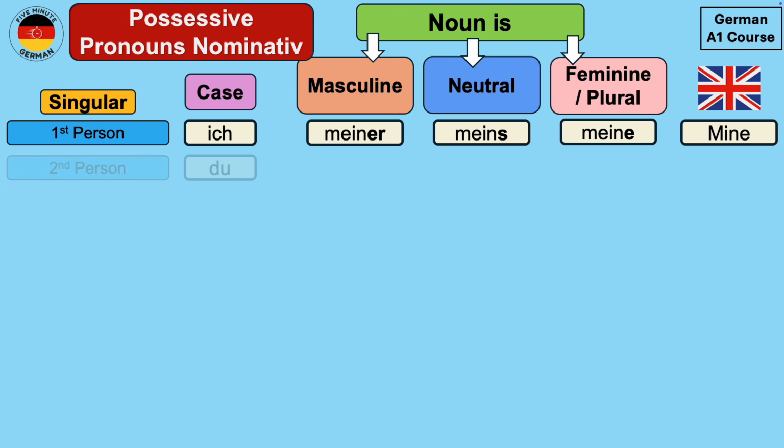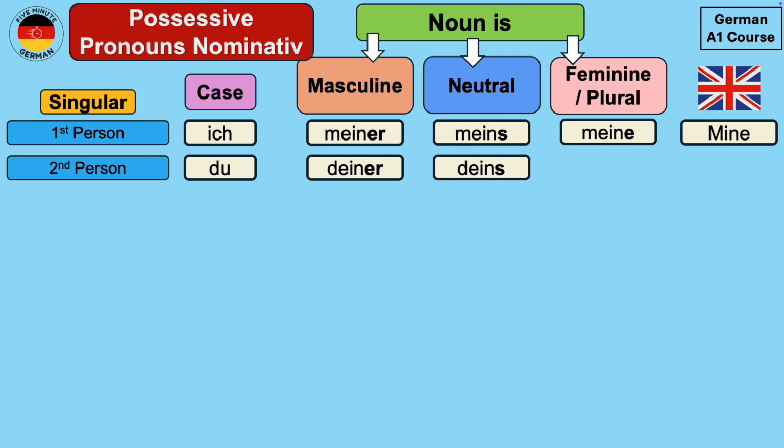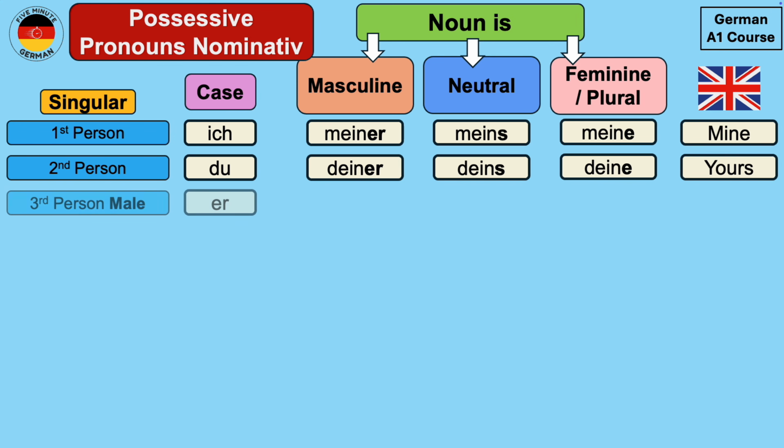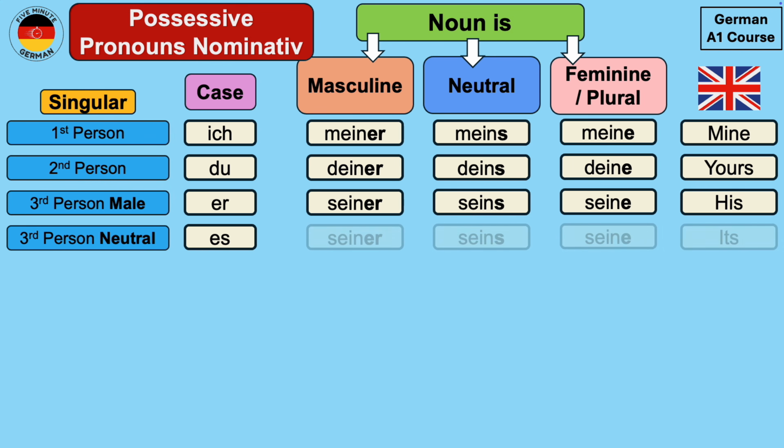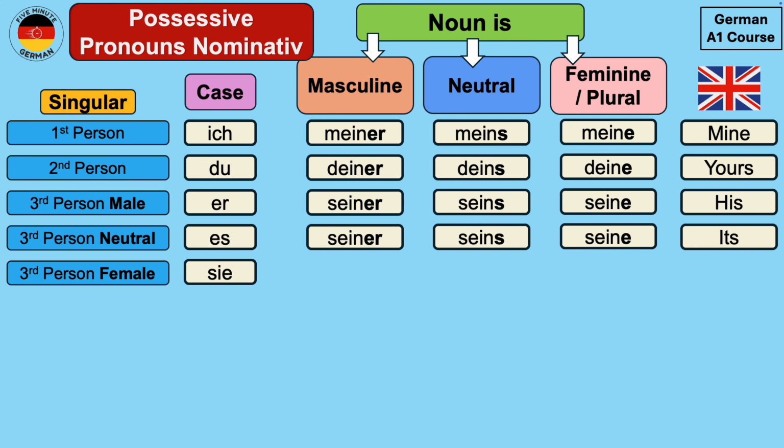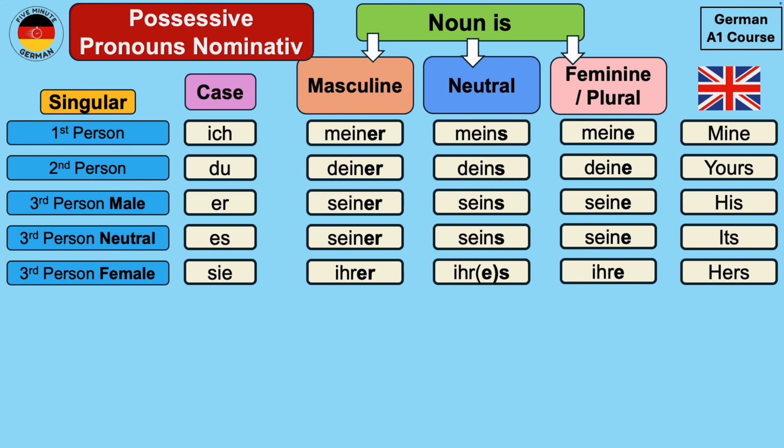For second person singular, which is du, the forms will be deiner for masculine, deins for neutral, and deine for feminine or plural. And these mean yours in English. For third person masculine, the forms will be seiner, seins, or seine, and these mean his. For third person neutral, the forms will also be the same, so seiner, seins, and seine. For third person feminine, the forms will be ihrer, ihres, or ihre, and these mean hers.